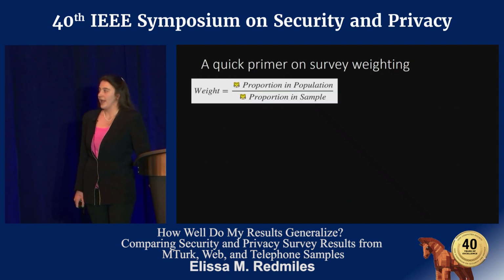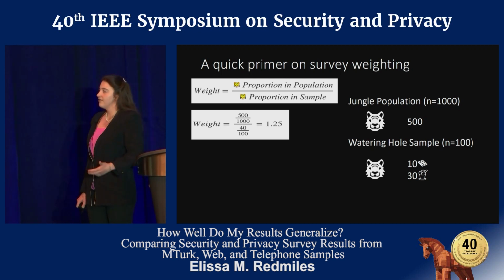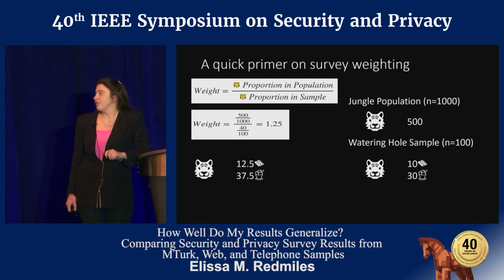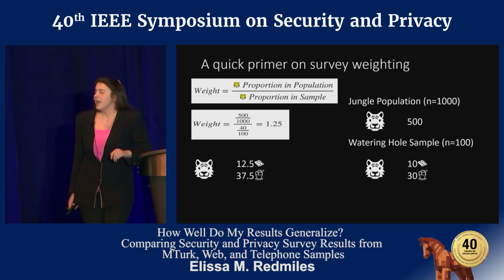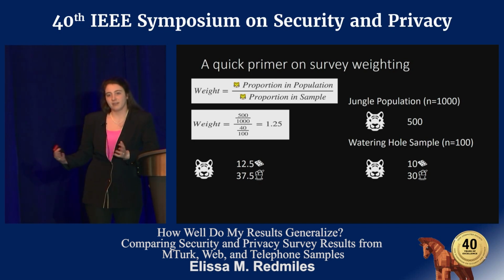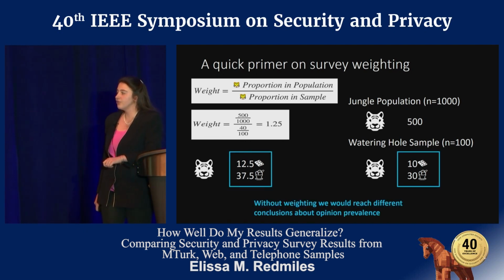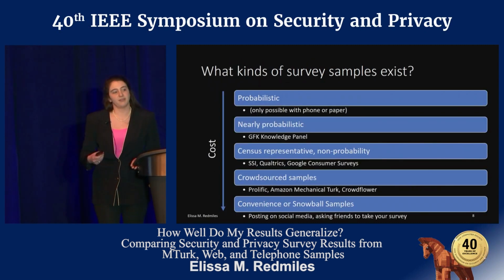So I need to do some weighting. In order to do that, I'm going to look at the ratio of tigers in the whole population to the ratio of tigers I got in my sample. And I'm going to weight up the responses of the tigers in my sample by 25%. So I'm going to say, well, instead of actually needing 10 chocolate ice creams, I need 12.5 chocolate ice creams, and then times 10 in order to have an ice cream party that meets everybody's requirements. If I hadn't done this weighting, I would have reached a different conclusion about the prevalence of tigers' opinions on ice cream. This is the same idea for probabilistic surveys.